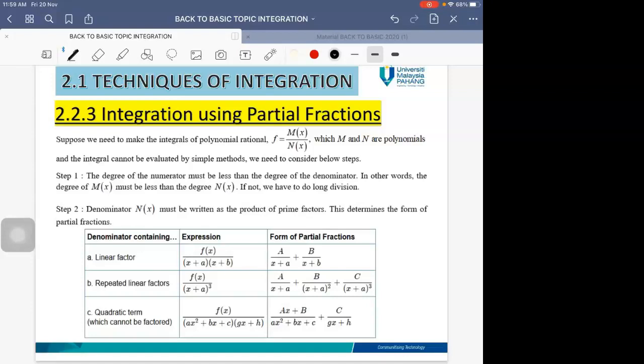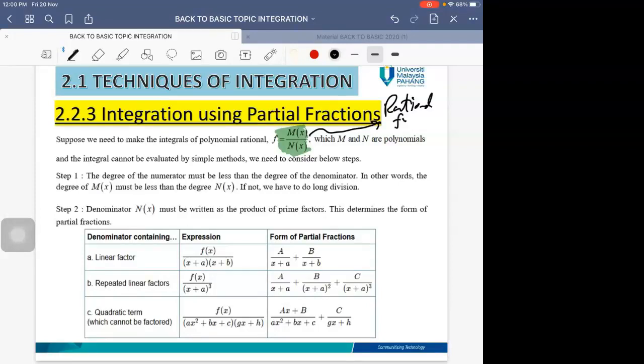In integration by part, you have a multiplication of two functions. Then you need to decide what is your u and what is your dv. Then you can use the tabular method. How about partial fraction? You implement this technique when you need to integrate a function in this form, f(x) over g(x). This kind of function we call a rational function.